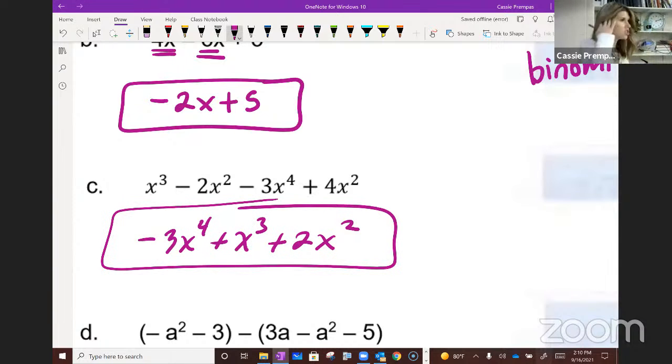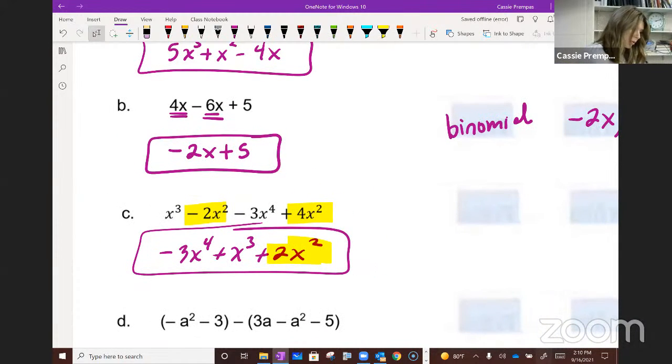All right, guys, let's check our standard form. We should have negative 3x to the fourth. That's the highest exponent, so we'll put that first, plus x cubed. And then there were two like terms here. Negative 2x squared plus 4x squared gave us 2x squared.